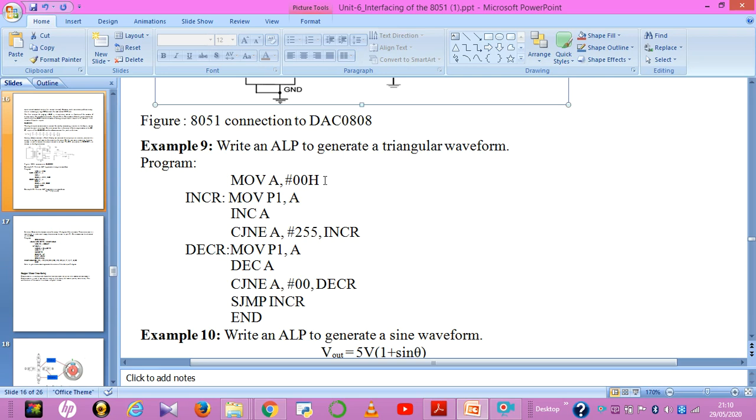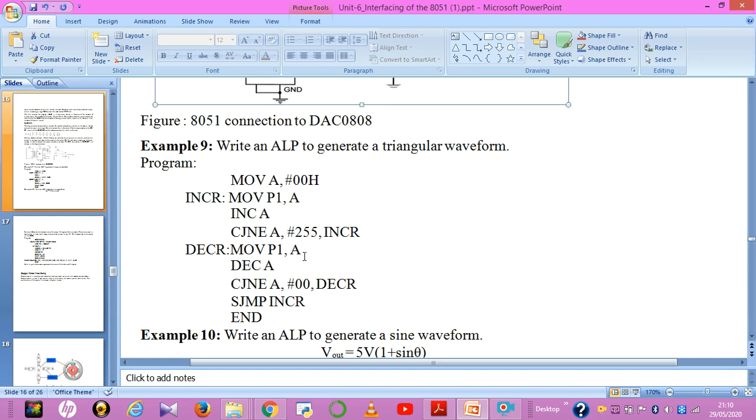For the triangular waveform, you start with 0 and go up to the maximum value FF. Start with 0 and increment every time, slowly. It checks for the maximum value FF. In an 8-bit microcontroller, FF in decimal is 255. If not equal, you keep on incrementing. After reaching 255, you have to decrement, from 255 down to 00.